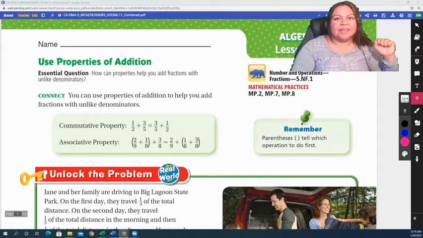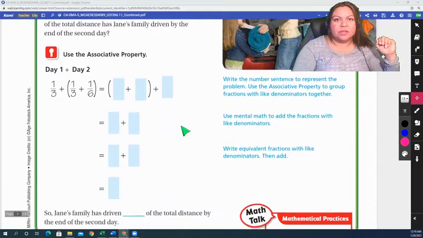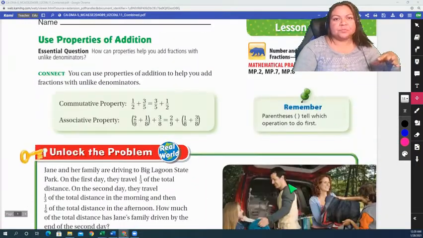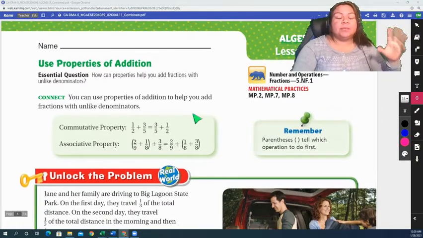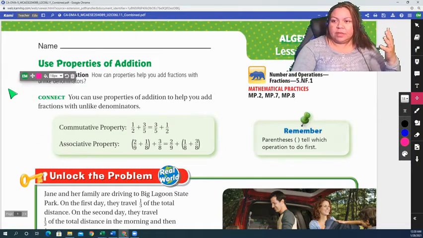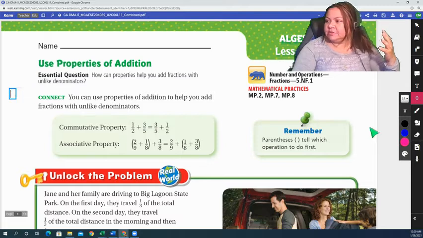So here we are. We are on lesson, like I said, 6.11. If you scroll down, we are on page 295. Again, page 295. And we're going to start by writing our objective. We write our objective so that you can understand what it is that you should expect to learn today. Okay, so let's write it in blue.